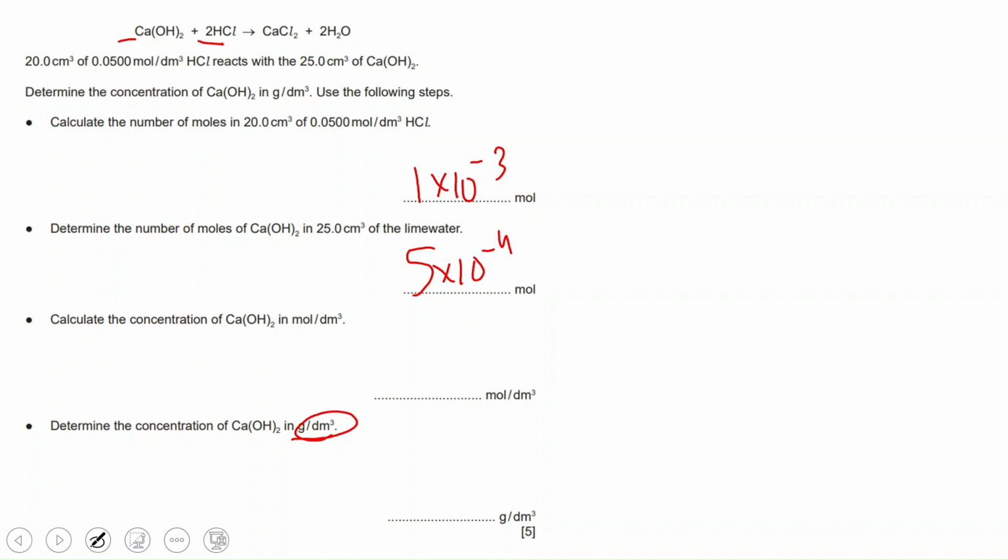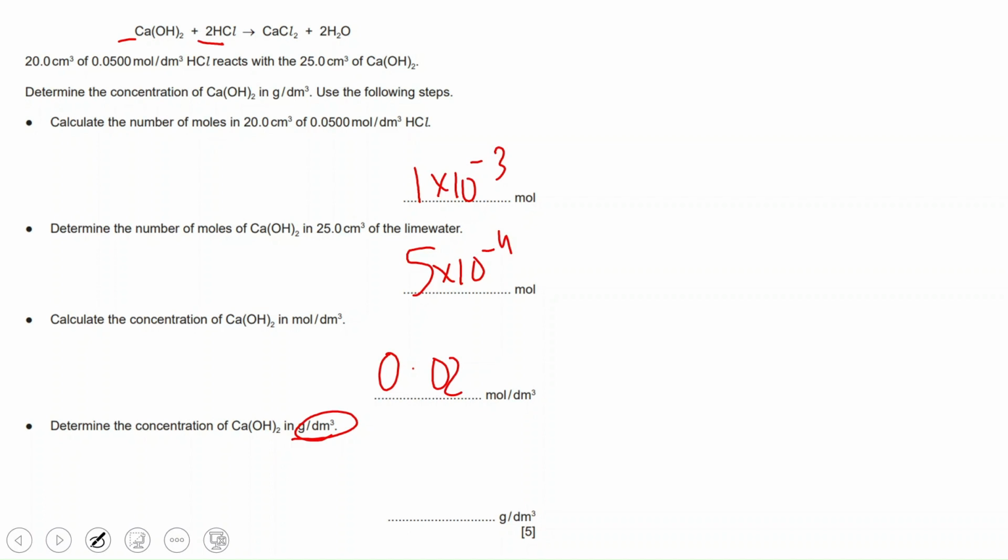So what's the concentration in moles per decimeter cubed? The concentration is going to be the moles that we got divided by the volume, which is 25 centimeters cubed. So divide that by 25, because it's in decimeters cubed, we have to divide 25 by 1000 to get decimeters cubed, and so the concentration is going to be 0.02.